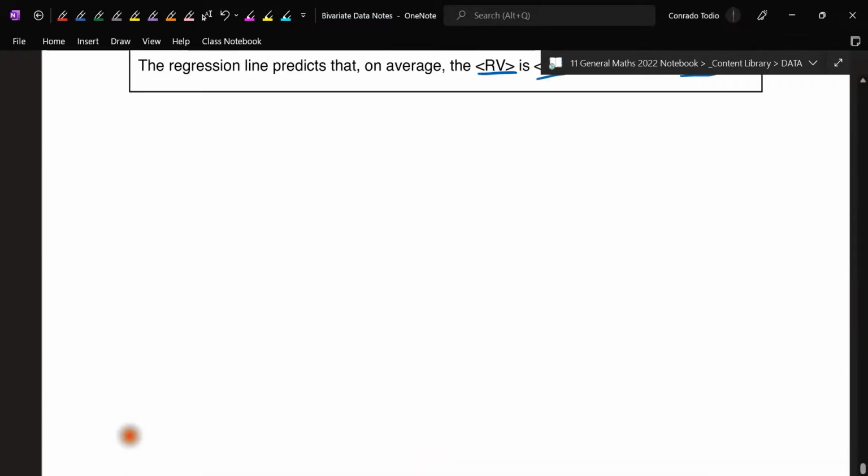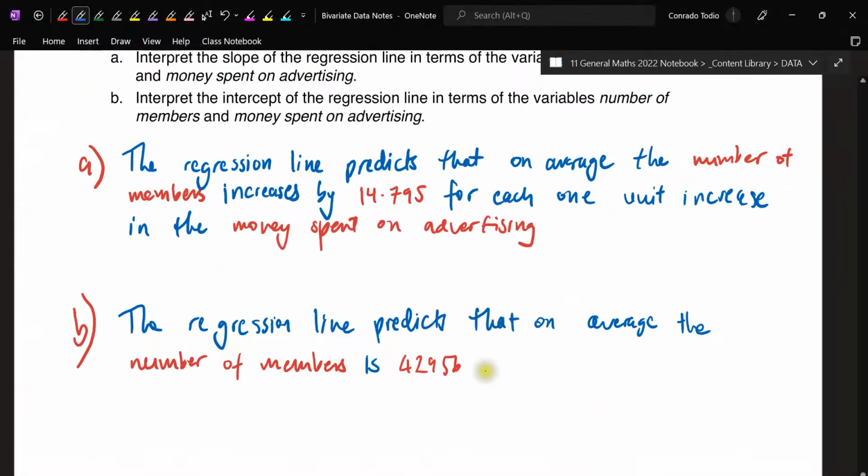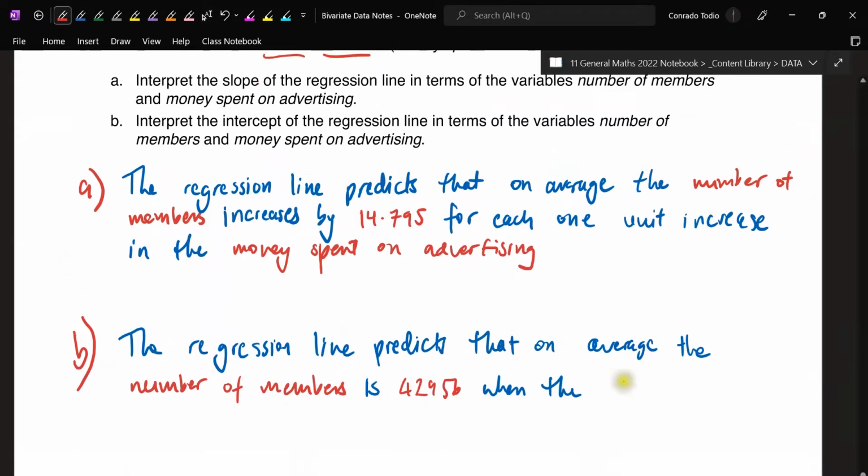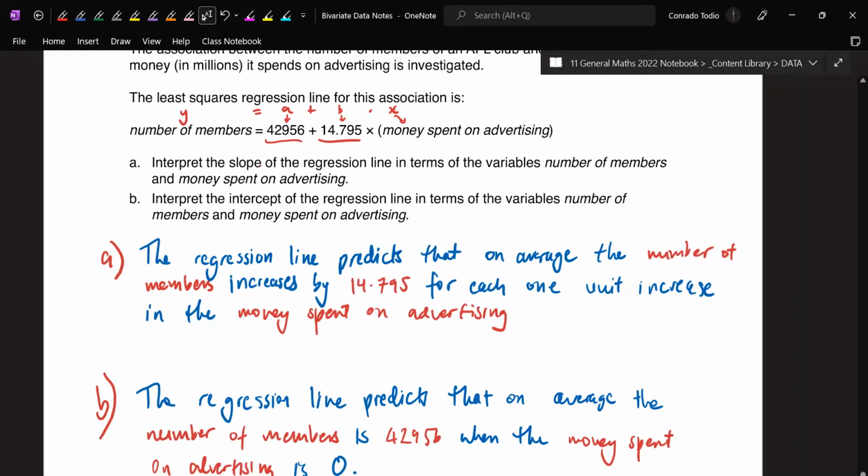Finishing it off with the rest of the sentence: when the EV is 0. So when the EV, tell me the EV, money spent on advertising, is 0. And that's how you interpret your y-intercept and your gradient or your slope.